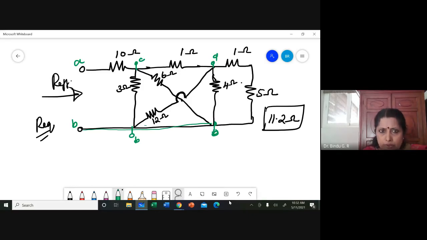So if you look into the 3 ohm resistor, it is connected between C and B. The 6 ohm resistor is also connected between C and B. So they are in parallel. Similar kind of arguments should be looked at. Okay. So that is all for today.